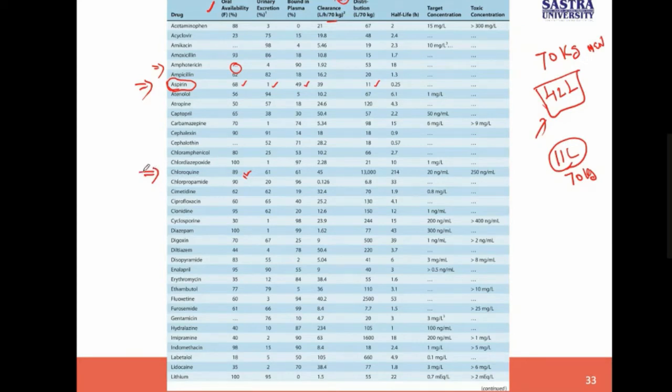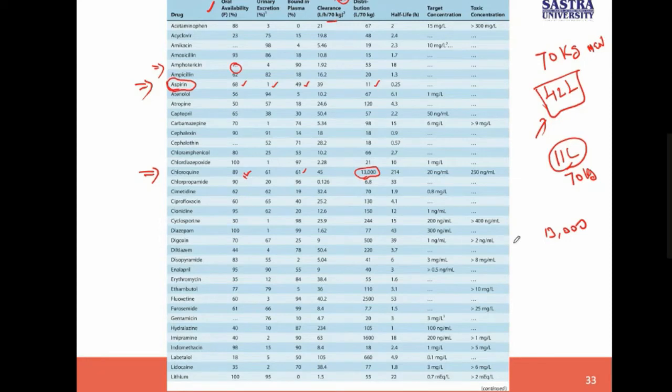Coming back to chloroquine, it has 89 percentage of oral bioavailability. Then plasma binding is 61 percentage. We are interested here in the volume of distribution. What is the volume of distribution? 13,000 liter per 70 kg. So 13,000 is the volume of distribution for the anti-malarial drug molecule chloroquine.